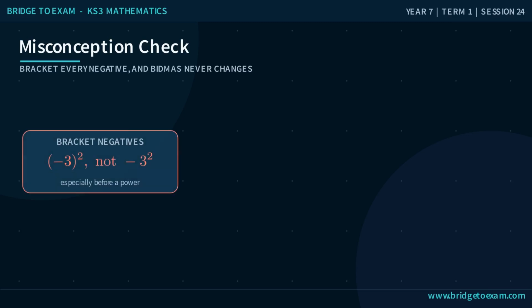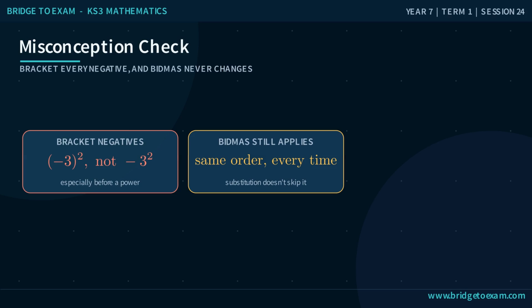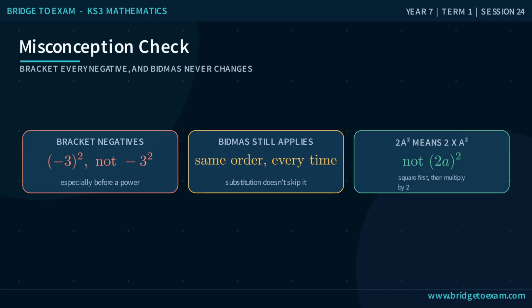Leaving out brackets around a negative substituted value is the single most common error, especially with a power. Always bracket it first. Substitution doesn't change the order of operations. BIDMAS still applies fully to the whole resulting calculation. 2a squared means 2 times a squared, not 2a all squared. Substitute into the power first, then multiply by 2.